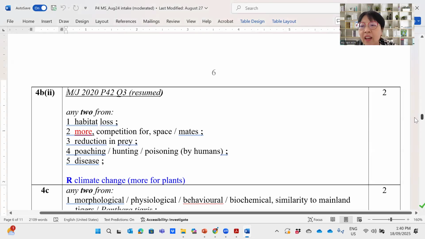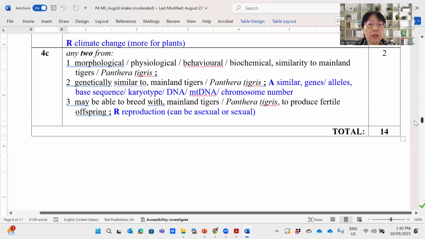I'm having problem here. Okay. Right, 4C.